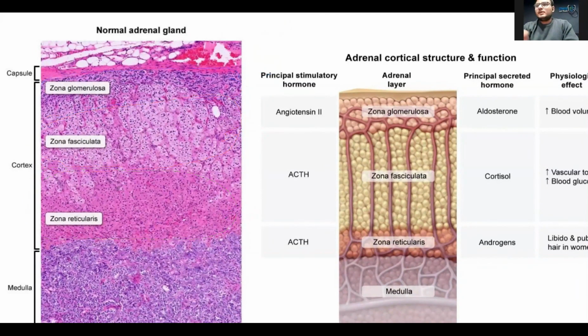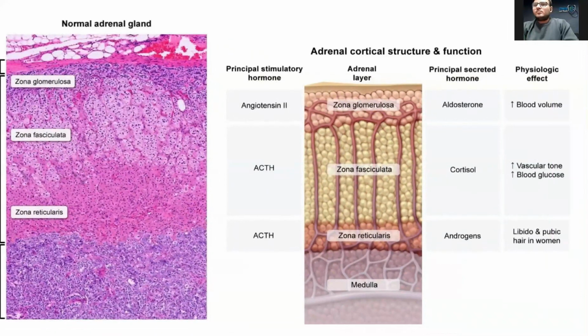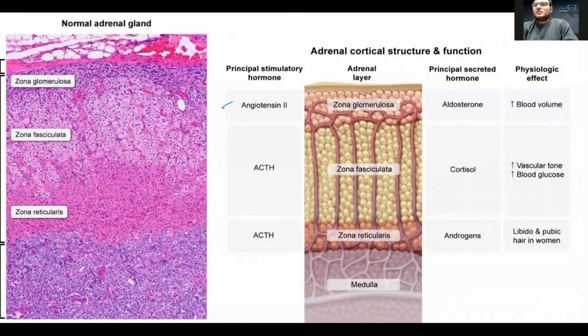Okay, see on this diagram on the right side, angiotensin 2 controlling the zona glomerulosa, ACTH controlling fasciculata, ACTH controlling the zona reticularis. Is that clear? So first, they will ask you sometimes in a different way. Which of the following zone is controlling blood volume? Then you will think, how is it possible? What is this type of question?